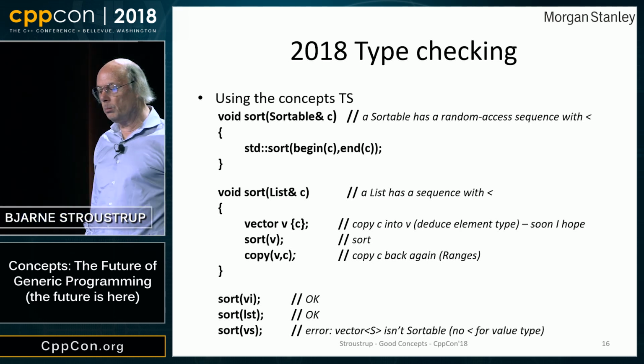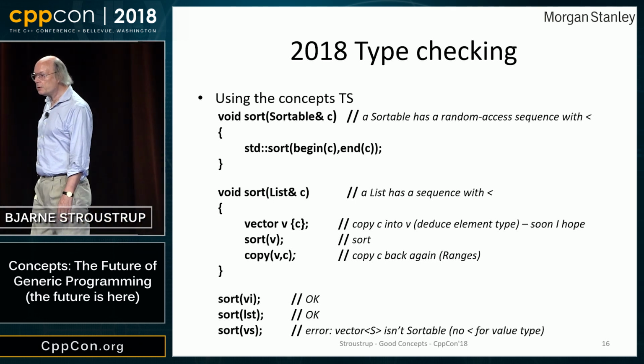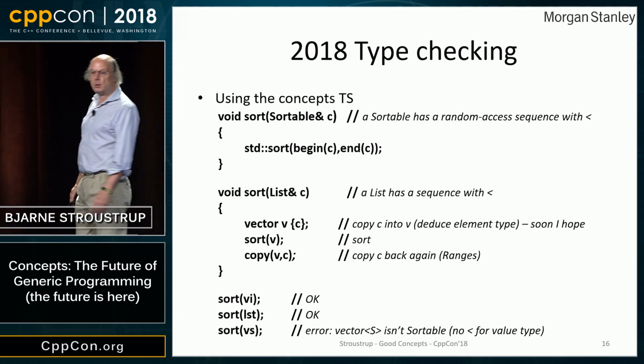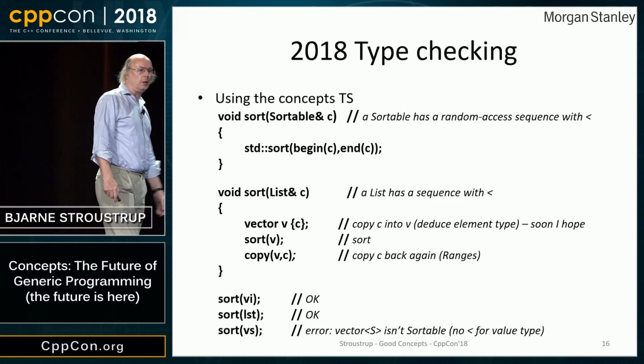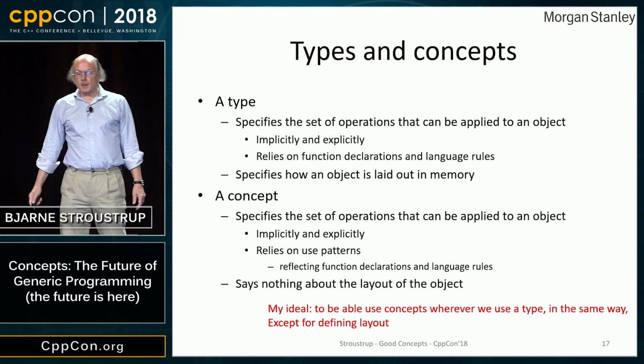So things are improving. Notice also I didn't say what the element type of the vector is. I can now deduce it. We are moving ahead, and it's getting simpler to write good code.